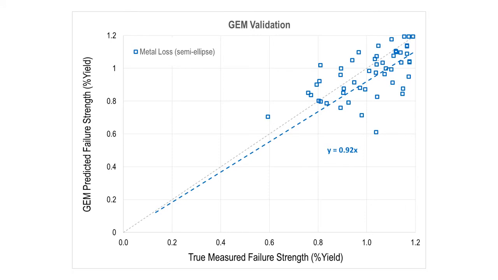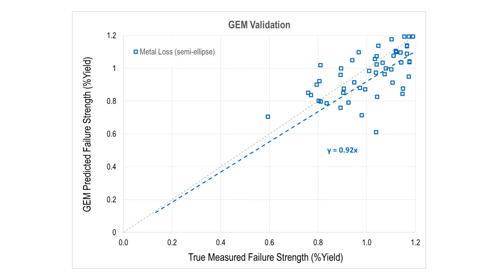Now here, if I take the basic GEM model and put my 85 data points, I can do a simple validation, just like we saw before. Here I've got the GEM predicted failure strength on the y-axis, and the true measured failure strength on the x-axis. In this case, I've included a pi/4 factor to simulate a semi-elliptical flaw.